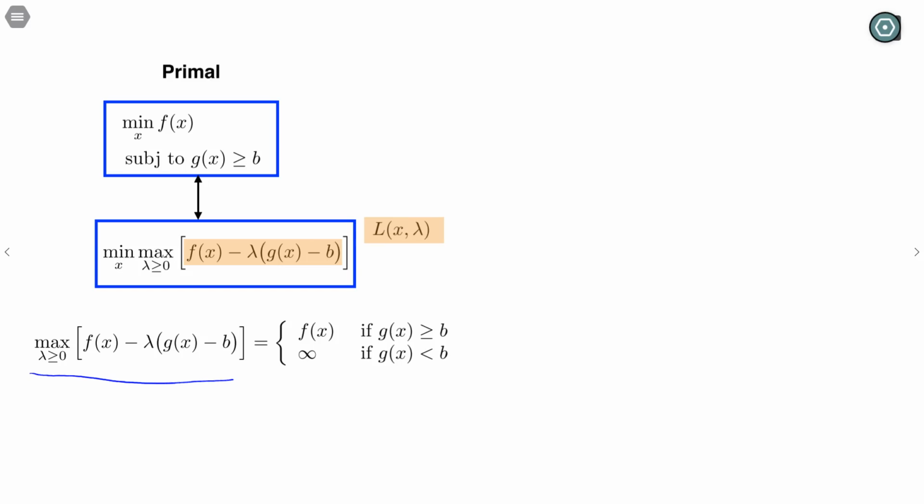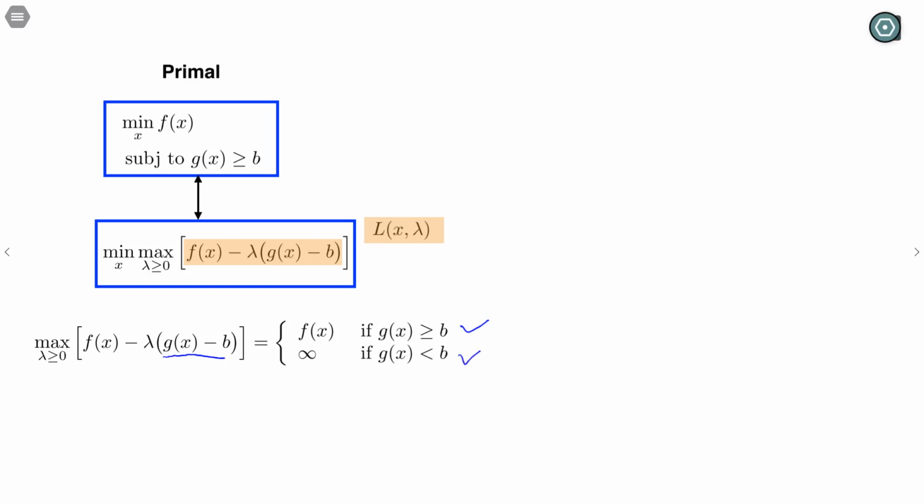If g(x) is bigger than b, then the quantity inside the parenthesis is positive, and the minus lambda is going to be negative. So to maximize, we have to set lambda to be 0. So when g(x) is bigger or equal to b, the max over lambda should just give us f(x).